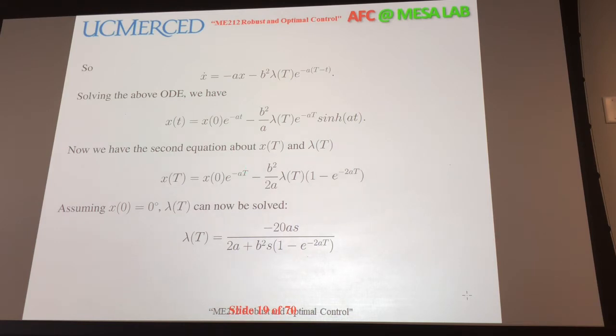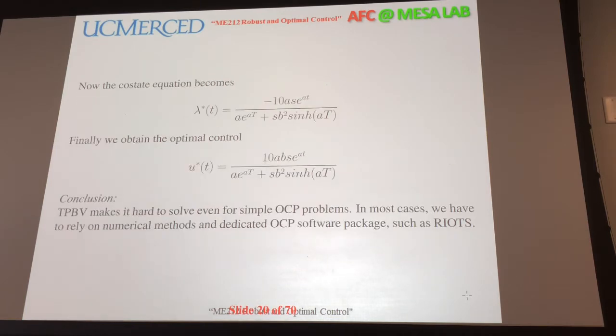Assume that x0 is 0 degrees, and lambda capital T we can now solve like this. It's a function of a, b, and s. And with this lambda T, you have a lambda star T here. So this is your final value. So the optimal control u star is something like this: a, b, s, and e to the power of AT. So that's our optimal heating.